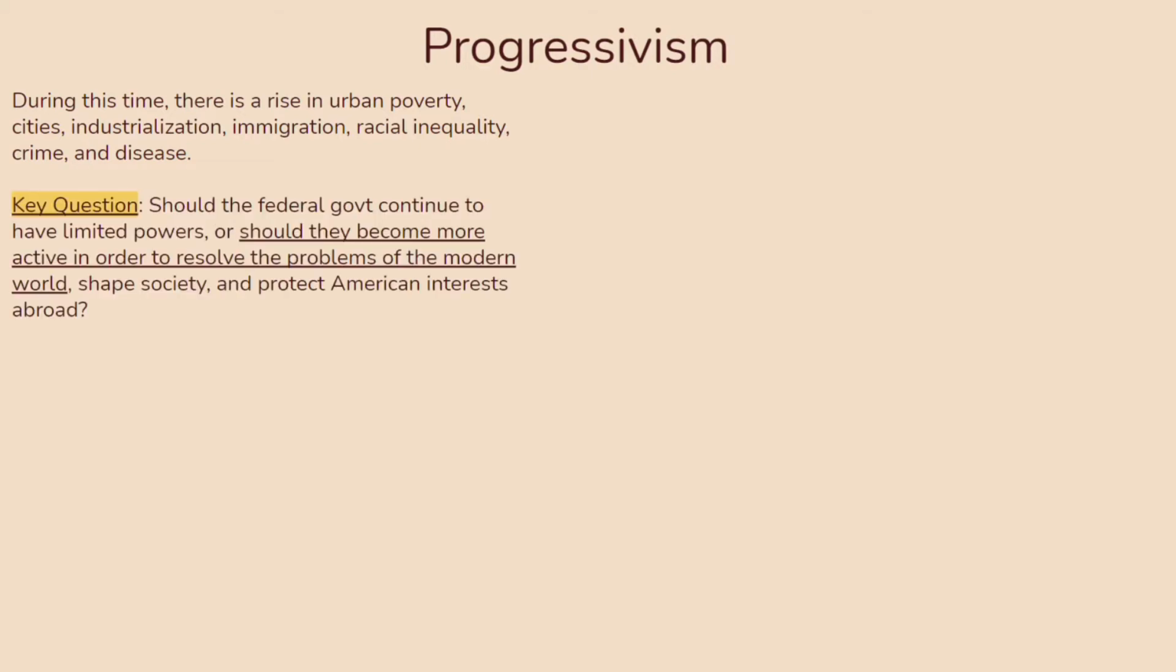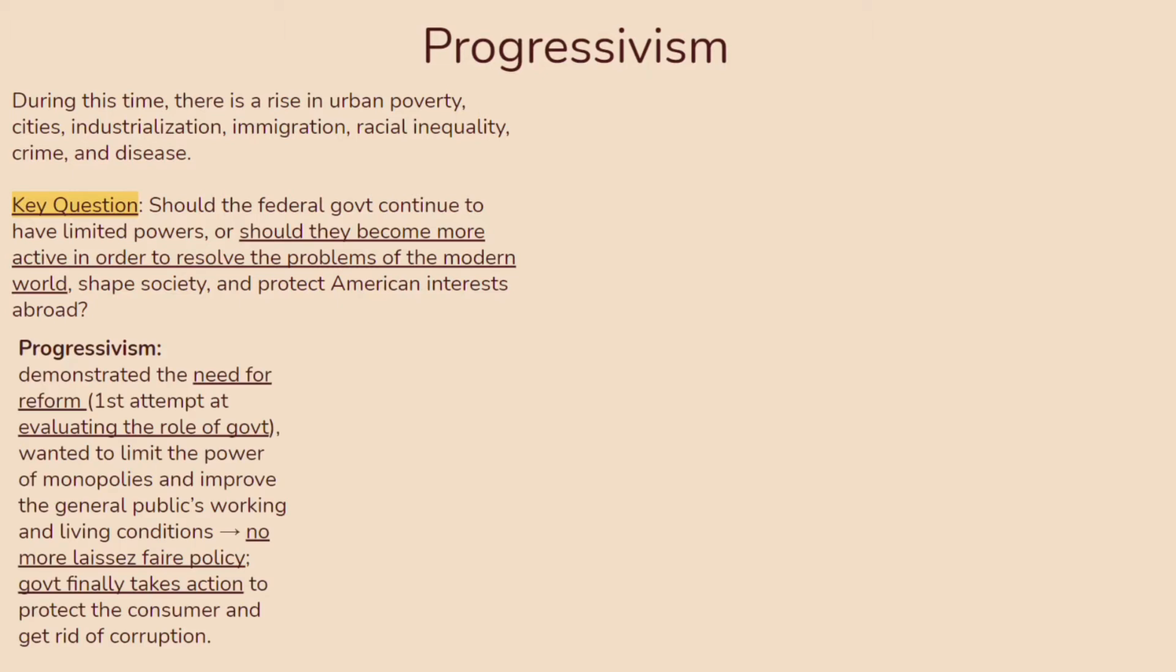So really, the key question behind this entire movement is, should the federal government continue to have limited powers, or should it become more active in order to resolve the problems of the modern world, shape society, and protect American interests abroad? And this question is really the center of progressivism. Progressivism basically demonstrated the need for reform, which was the first attempt at evaluating the role of government. What is the government morally obligated to do, and what can we handle ourselves?